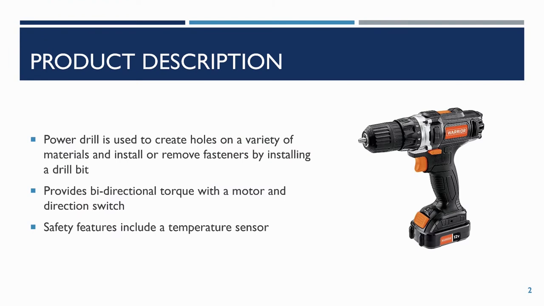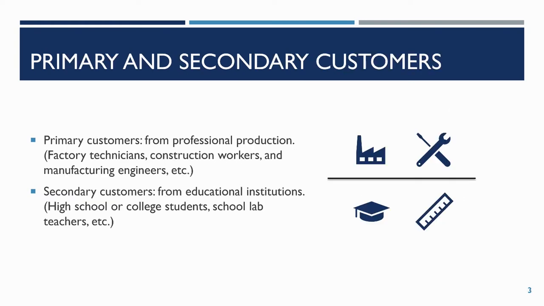So a power drill is a device that can be used to create holes in a variety of materials, for example, metals and woods. Also, it can be used to install or remove fasteners with a drill bit installed. It provides bidirectional torque with a motor inside, as well as a direction switch around the body. The model we use also has some safety features that prevent overheating. A CAD of the model we use is going to be shown in later pages.